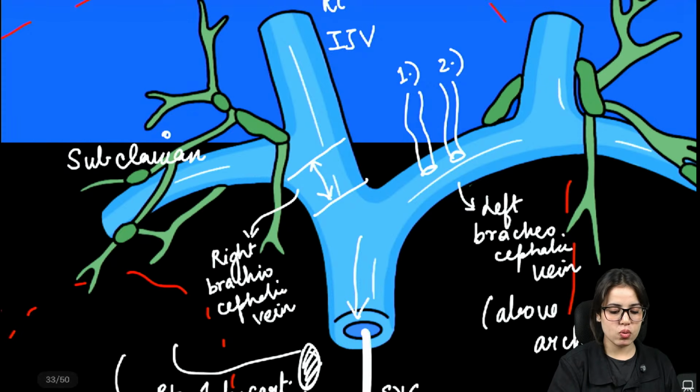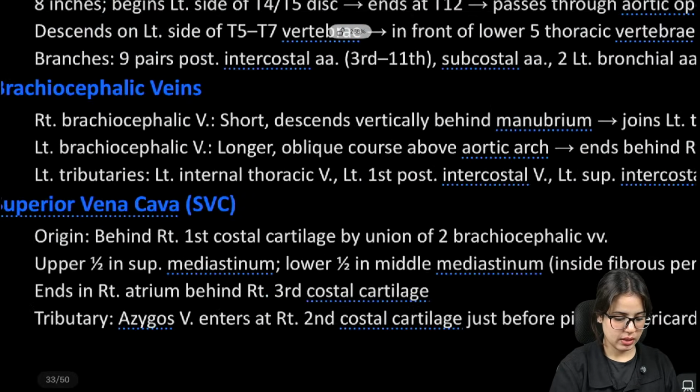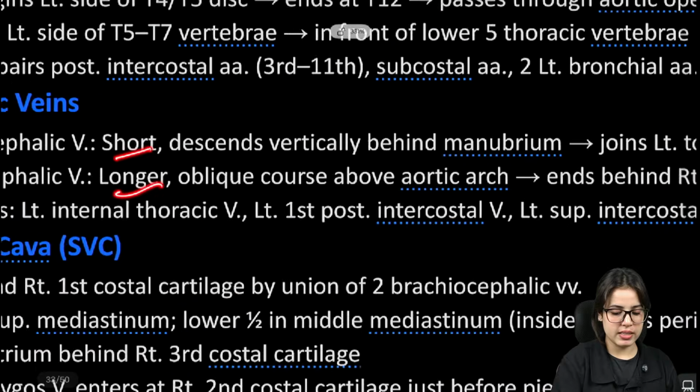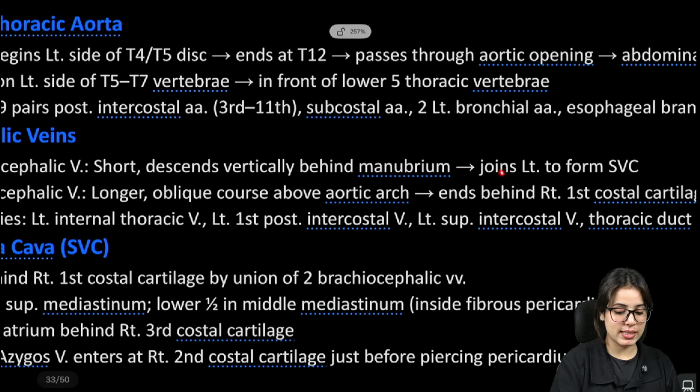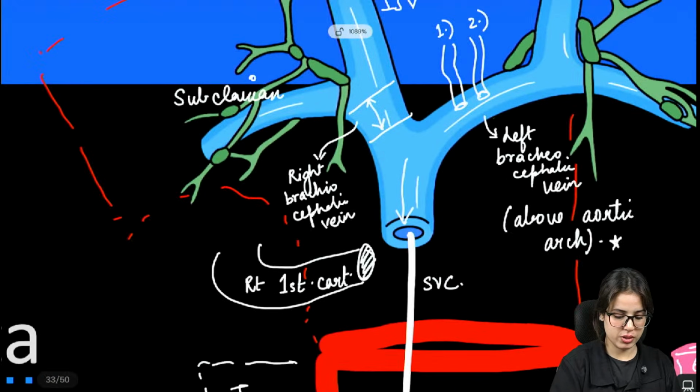Okay, 2 parts drain here. Which ones? Let's see. Brachiocephalic veins, right brachiocephalic vein and left brachiocephalic vein. Already done. This is short, this is longer. Descends vertically behind manubrium, joins laterally to form SVC. We just did. Longer oblique course above aortic arch. Ends behind first costal cartilage. Also we just did. Look, first costal cartilage. Okay.